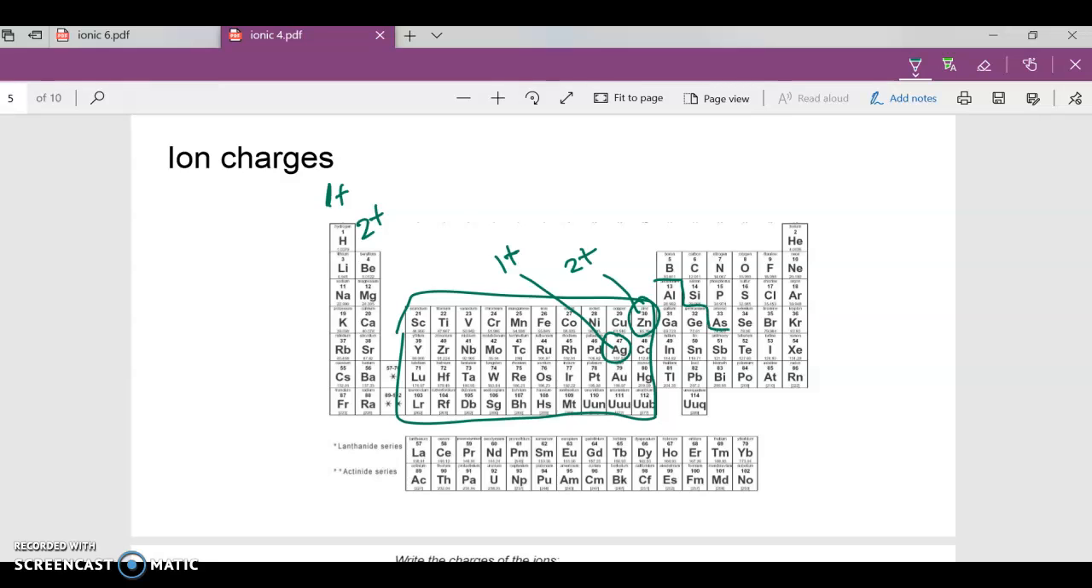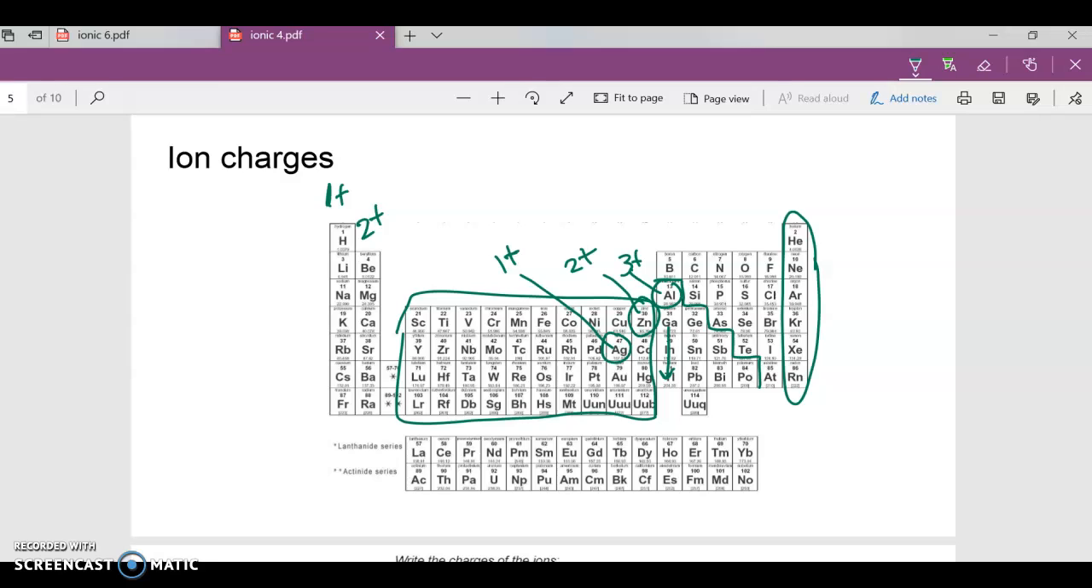Then remember we got this zigzag line here, and it separates the metals from the nonmetals. The metals are always positively charged, the nonmetals are negatively charged. So this aluminum here is going to be your 3 plus. This column down here is a 3 plus, or it could be a little different, but you'll know when they give you more information.